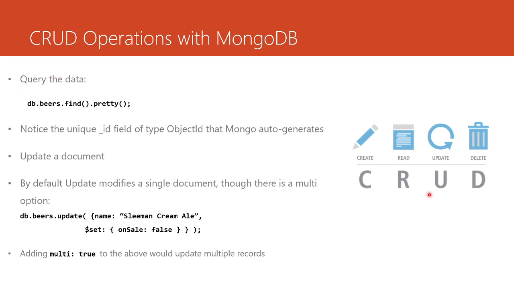Okay, doing a query. So when we want to talk about querying data, it's a find. Okay, we use the find function. It's a function call, basically. Notice the unique ID field of type ObjectId that Mongo auto generates. Okay, to update a document, by default update modifies a single document, though there is a multi option. Okay, let's keep going.